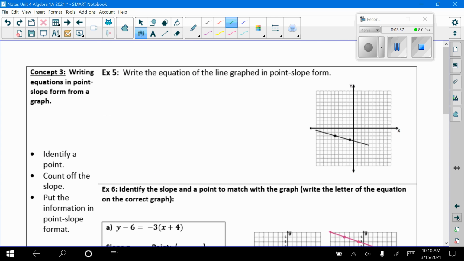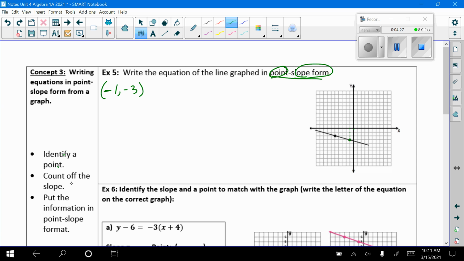Okay, the next one, number 11, or excuse me, number 5. I was already like jumping to 11. All right, number 5, example 5. Write an equation of a line graphed, in slope point form, in point-slope form. Excuse me. So I need a point and I need the slope. So identify a point. I'm going to go ahead and identify this one right here. So it's going to be -1, 1, 2, 3, -3. So -1, -3. That is a point.